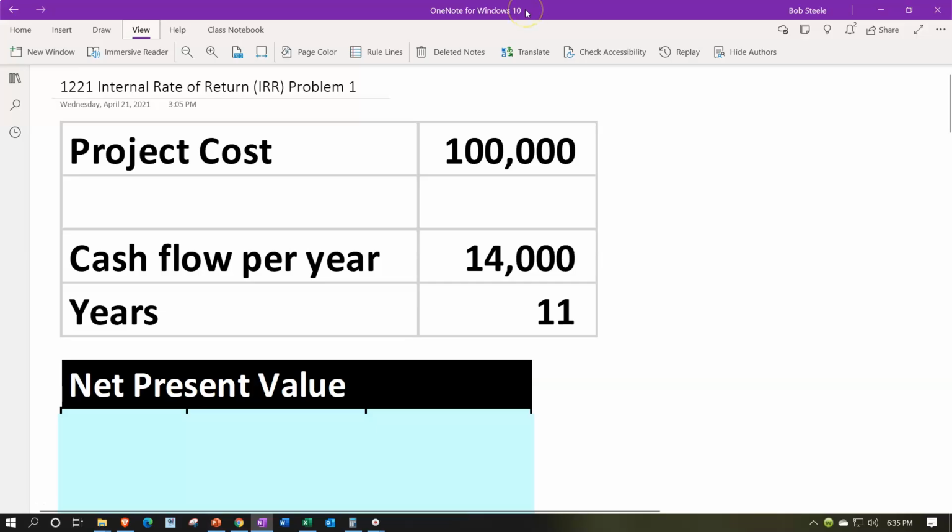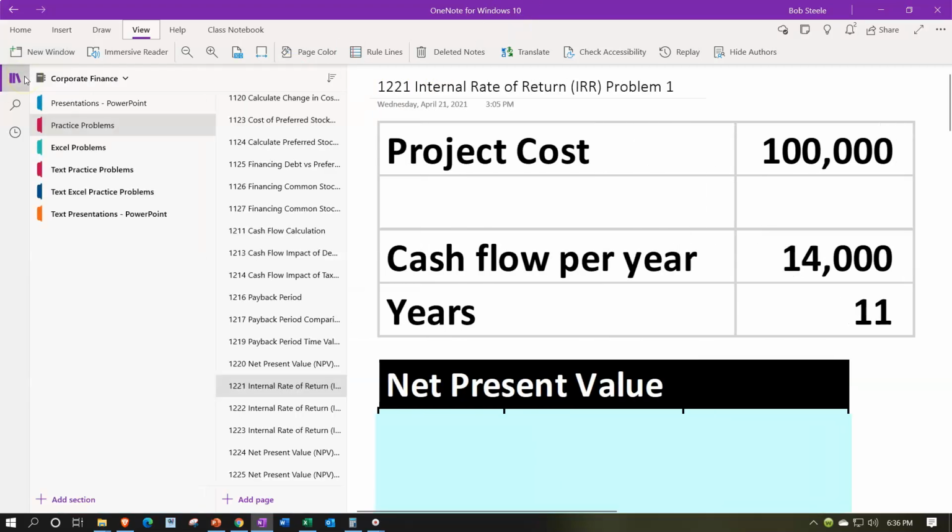Here we are in OneNote. If you have access to OneNote and would like to follow along, you're not required to, but if you would like to, we're in the icon on the left-hand side. We're in the practice problems, and then down in the 1221 internal rate of return, the IRR, problem 1.